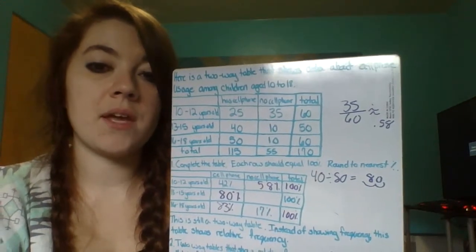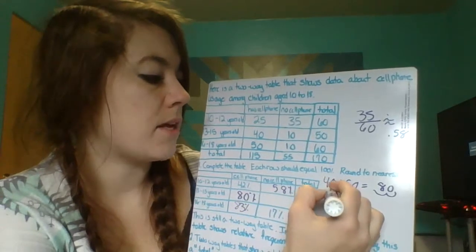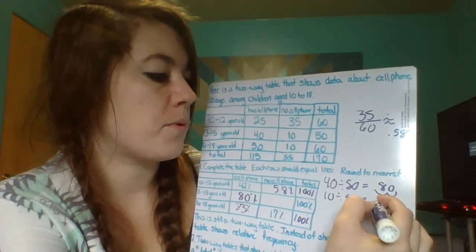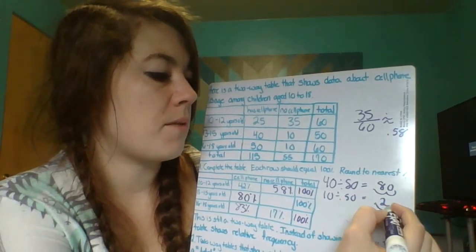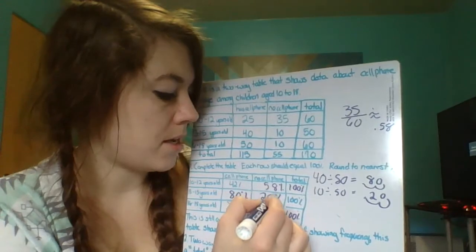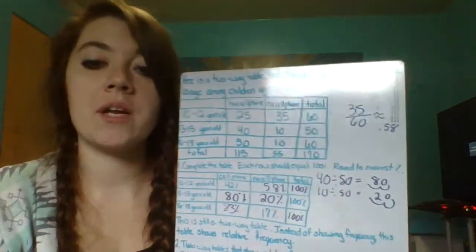So then we do the same thing. We're going to do 10 out of 50. So 10 divided by 50, which equals 0.2. Once again, move the decimal twice. So we end up with 20%. 20% plus 80% does give us 100%.